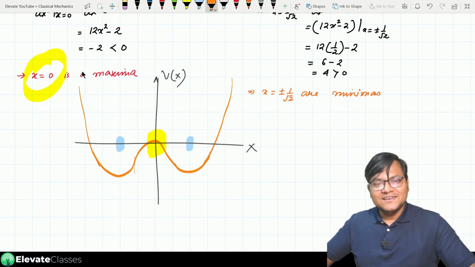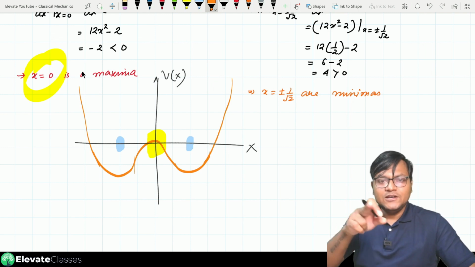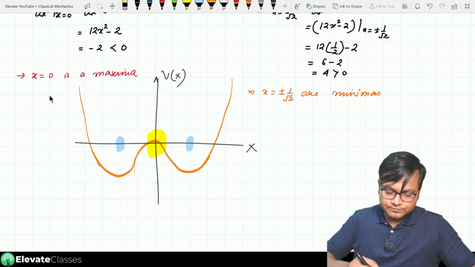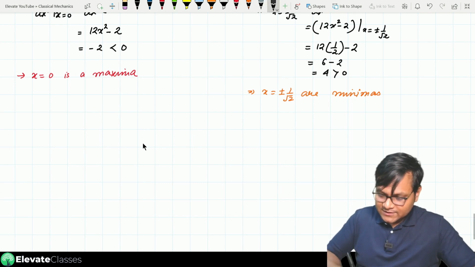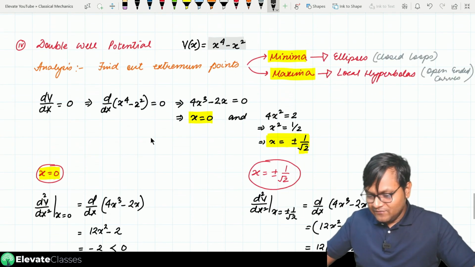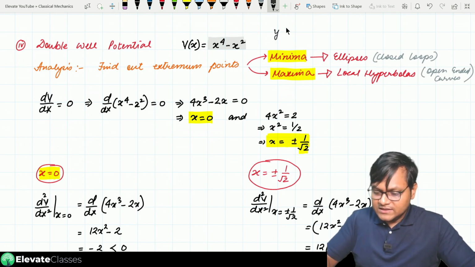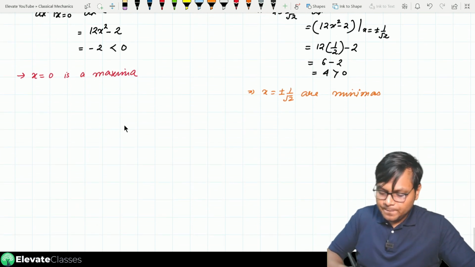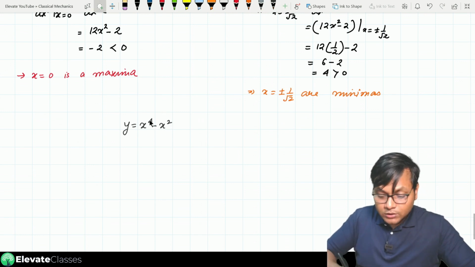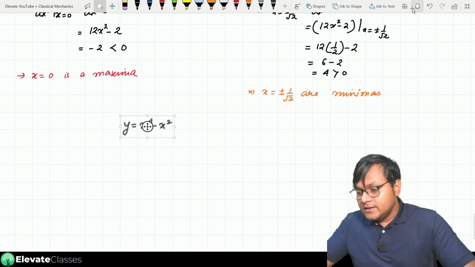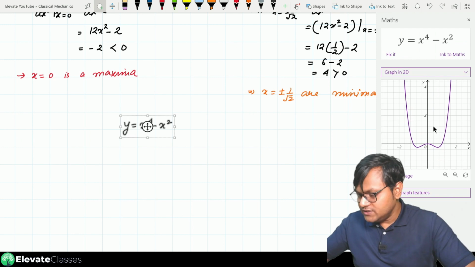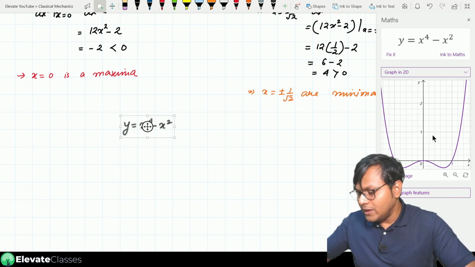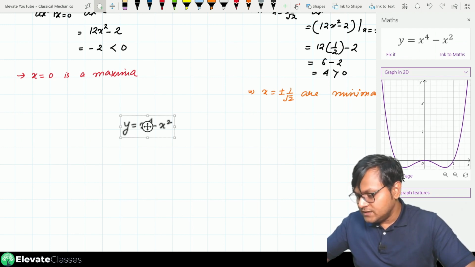Do you see that? There is a maxima at x is equal to 0 and 2 minimas at plus minus 1 by root 2. Okay, I can show you using my math editor. If I say y is equal to x to the power 4 minus x square, and I plot this, what should I get? Let us check. All right, here you see this. You see the W. This is a double well potential.